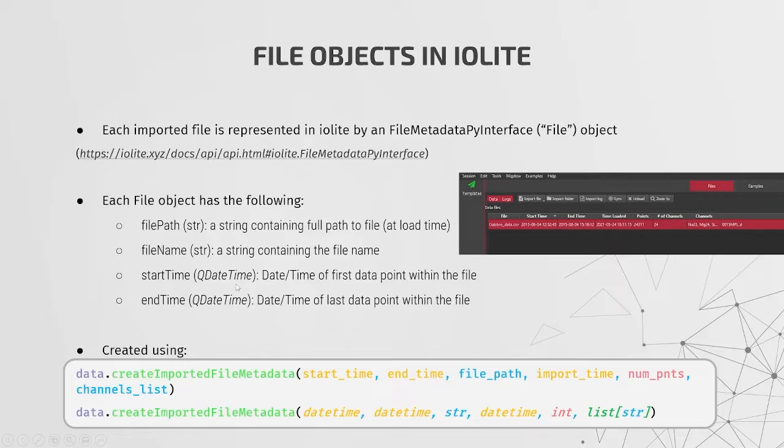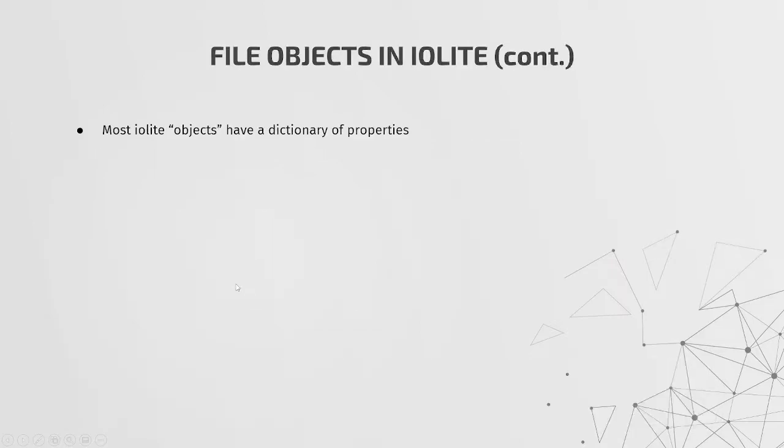Also, while we're at it, I would like to point out that Iolite objects quite often have a dictionary of properties. You can access these by going to myfile.properties. Let's just have a quick look at a file object now.